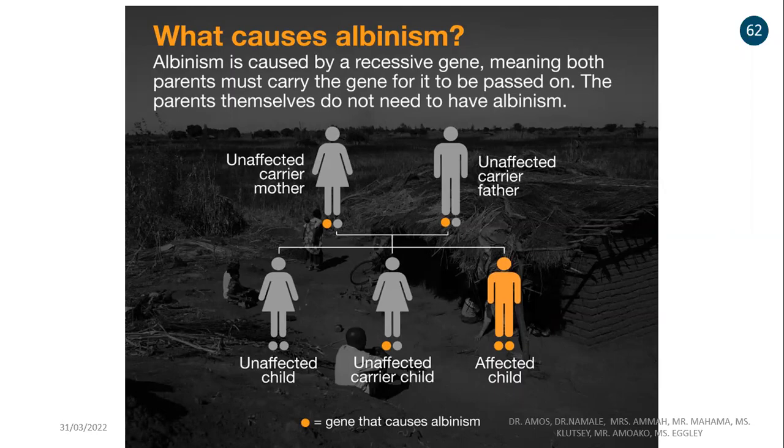So you can have two parents who are not albinos giving birth to an albino because they are carriers. If you see this diagram, this woman is unaffected but a carrier. This man too is unaffected but is a carrier. If this one brings the normal gene and the normal gene, you have a normal child. If one brings the gene for albinism and the other one brings the normal gene, they have a child that is a carrier. But in a circumstance where they both bring the gene for albinism, then they have a child with albinism.